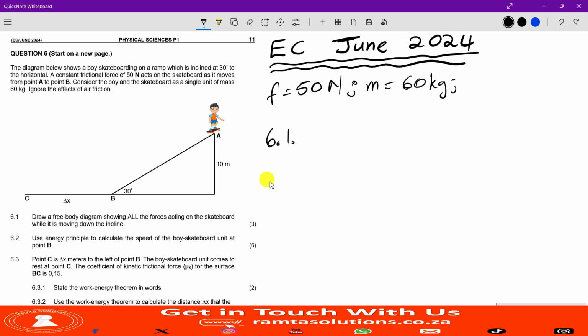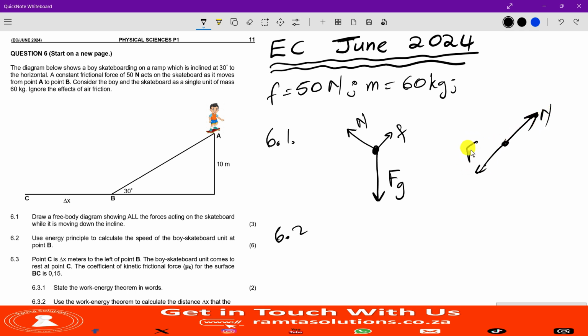6.1, draw a free body diagram showing all the forces acting on the skateboard while it is moving down the slope. We know gravity acts perpendicular to the ground, the normal force is perpendicular to the surface, and friction opposes motion. This is the free body diagram that you can draw. You can also draw the free body diagram in another way.